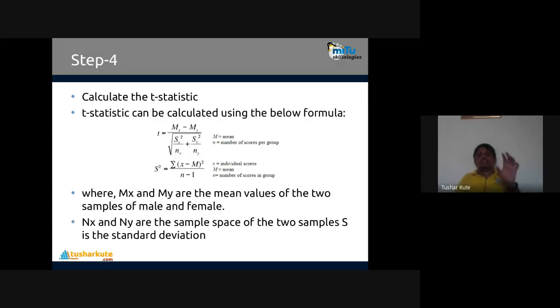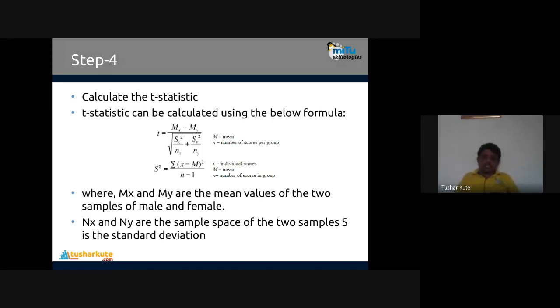And then step number 4, these are the formulas to calculate the value of T statistic and the samples. That is standard deviation present here. Standard deviation, that we know already. Now see, calculate the T statistic. This is the brain of the T test, that is T statistic, that can be calculated using the formula.